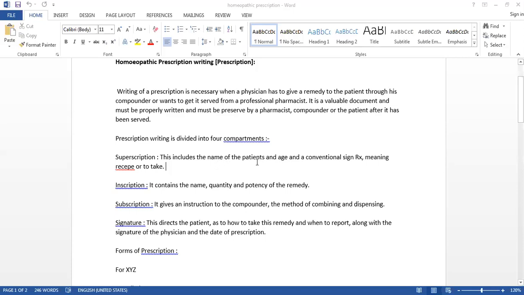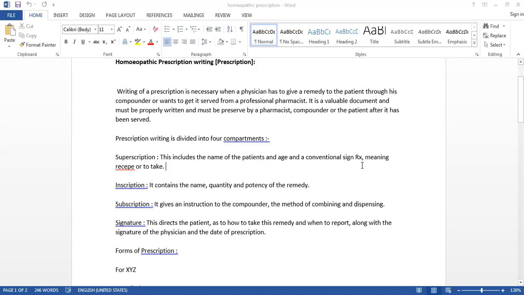Otherwise we will not know whose paper this is. If you are writing, some physicians are in the habit of writing down the numbers 1 2 3 4 5 6, and in front of each number they write the name, but only on the prescription or for their own reference they write 1A 1B 1C. So that depends upon you.